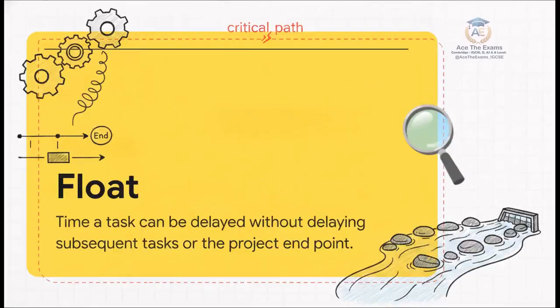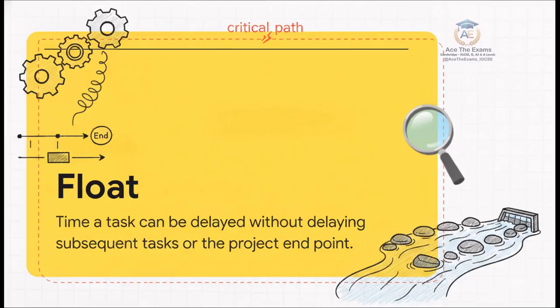Next up, we have float. Think of this as your project's breathing room. It's the amount of time a specific task can be delayed without causing a catastrophic domino effect that delays subsequent tasks or pushes back the final project endpoint. If a task has 0 float, it is sitting on the critical path. Any delay there means the whole project is late. Understanding float is absolutely critical for analyzing project timings. Now, let's do a quick interactive check.